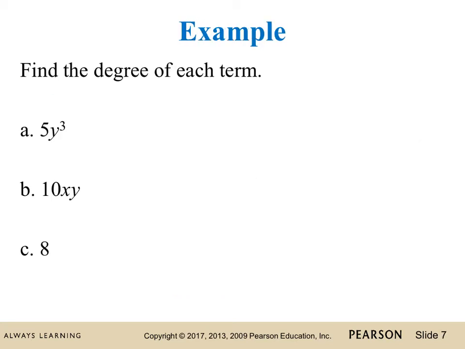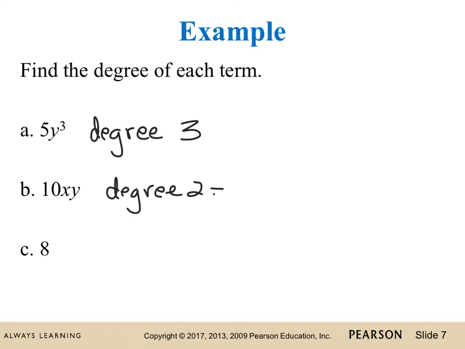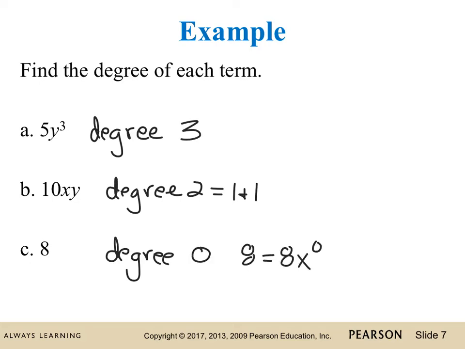So let's look at some examples. We're going to find the degree of each term. 5y cubed is degree 3. Notice the coefficient has no bearing on the degree. 10xy is degree 2. And it's because we're doing 1 plus 1. And 8 is degree 0, because 8 is really 8 times x to the power 0, because x to the power 0 is 1. So constant terms are always degree 0.